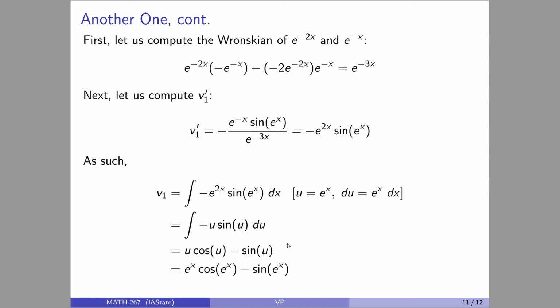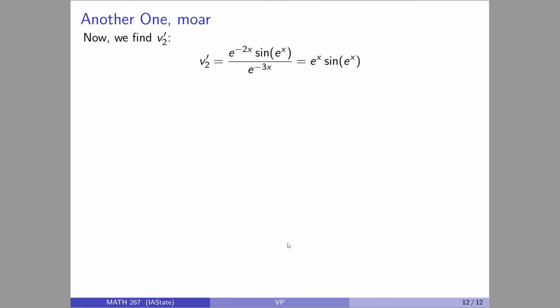All right, so we solved for v1. All we've got to do is solve for v2, and then we're home free. So what's v2 prime? It's y1 times the right-hand side, all divided by the Wronskian. And this one actually ends up being a little bit easier to handle, because it's just e to the x sine of e to the x. So the integration here, and ooh, I'm a bad boy and forgot my dx. Let me fix that.